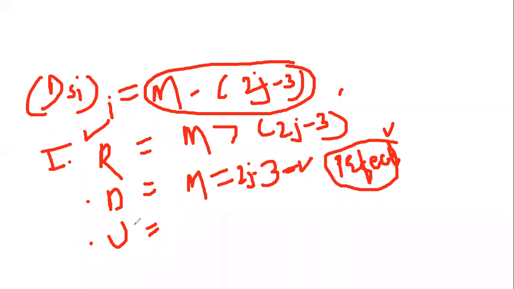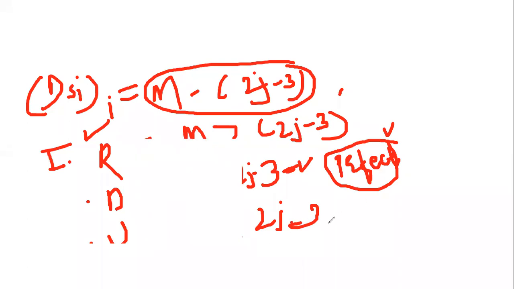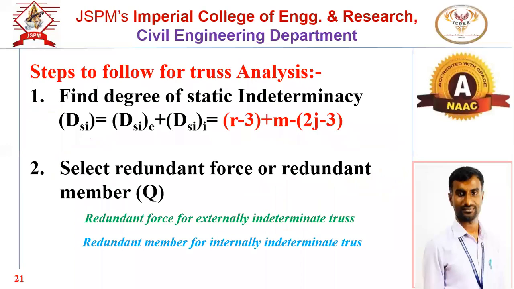The condition for the truss to be internally unstable is, yes, m is less than 2j minus 3. Very good, m is less than 2j minus 3, correct, good. So these are the 6 conditions you should know.